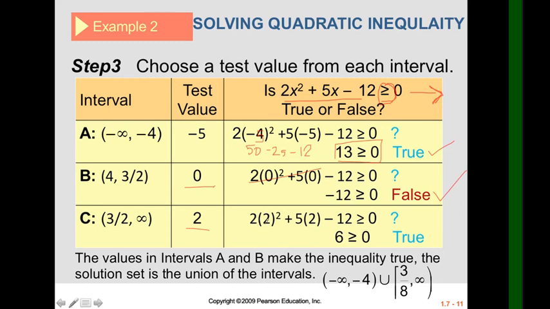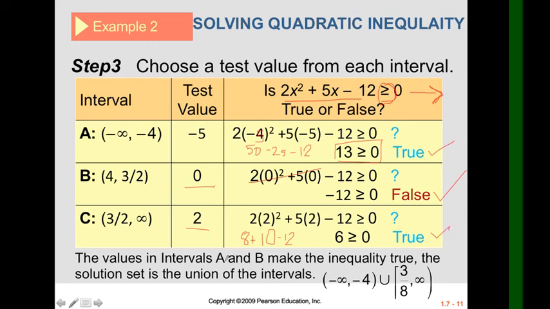So, we have 2 squared plus 5 times 2 minus 12. So, 2 squared is 4. Tama? Times 2 is 8. Plus 5 times 2 is 10. Minus 12. So 18 minus 12, what is the answer? That's 6. 6 is greater than 0, so that's true.